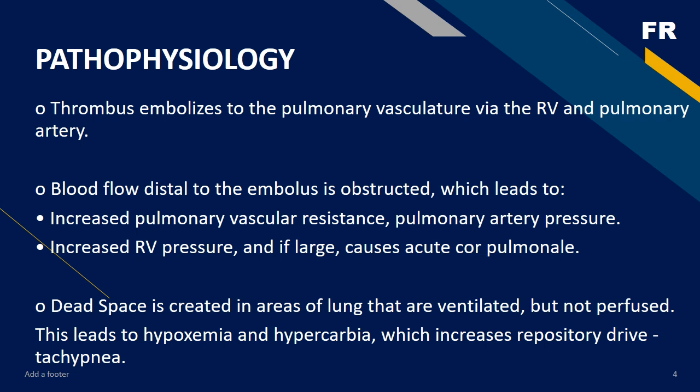So what happens is the thrombus gets detached from the primary source and embolizes to the pulmonary vasculature via the right ventricle and pulmonary artery. The blood flow distal to the embolus is obstructed, which leads to increased pulmonary vascular resistance and pulmonary arterial pressure. It also increases right ventricular pressure, and if the thrombus is large, it can cause acute cor pulmonale, which is a right-sided heart failure. Dead space is created in the areas of the lung that are ventilated but not perfused. This leads to hypoxemia and hypercapnia, which leads to respiratory drive and tachypnea.